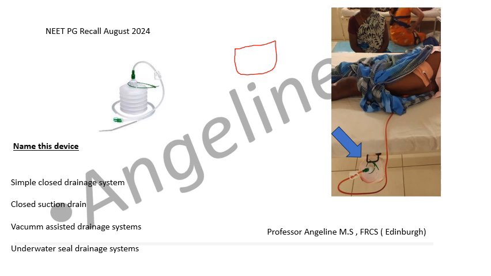Is it an underwater seal? No, definitely this is not an underwater seal. So the answer is a closed suction drain, and these are known as Romovacs. They are known as Romovacs. It's made by the Ronson's company. So you can call it Romovac, but the scientific term is a closed suction drainage.